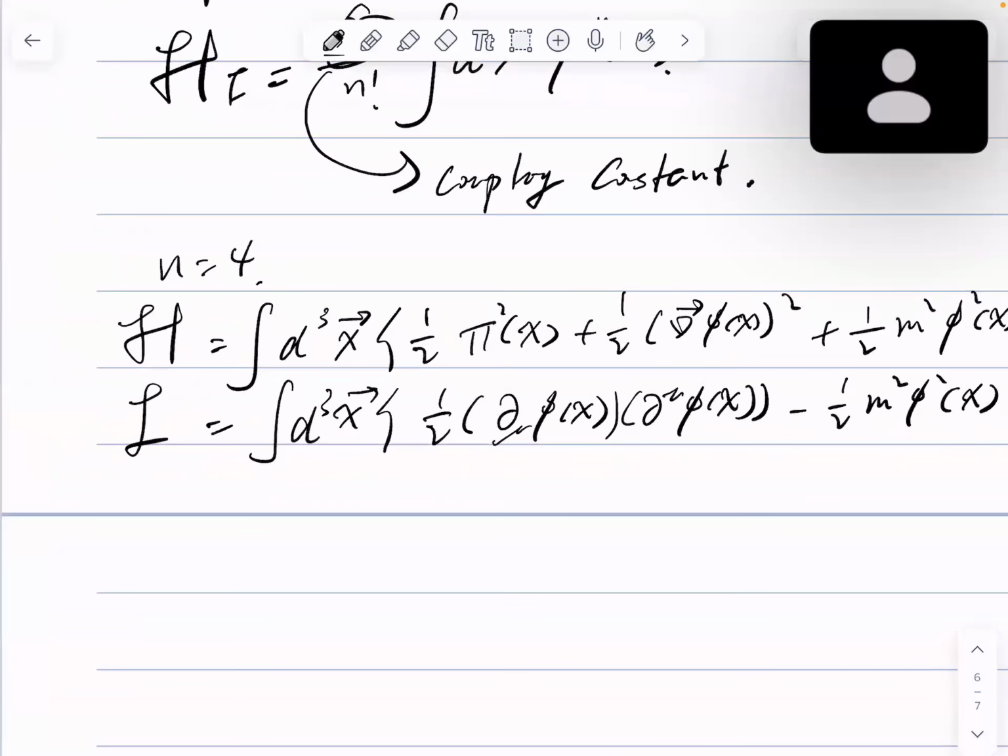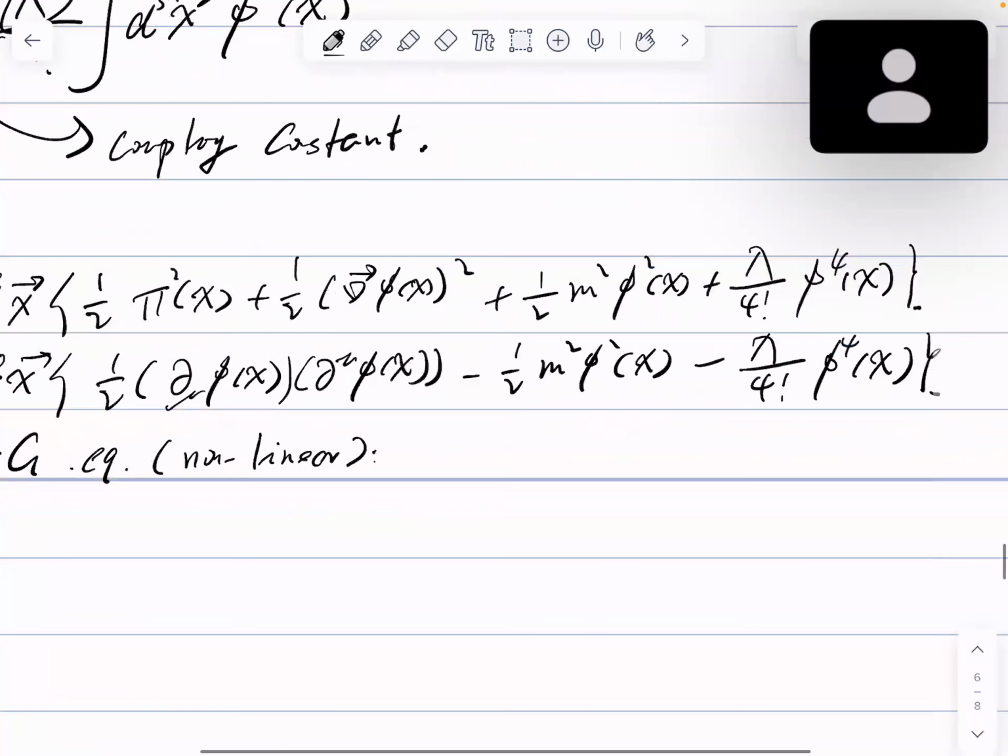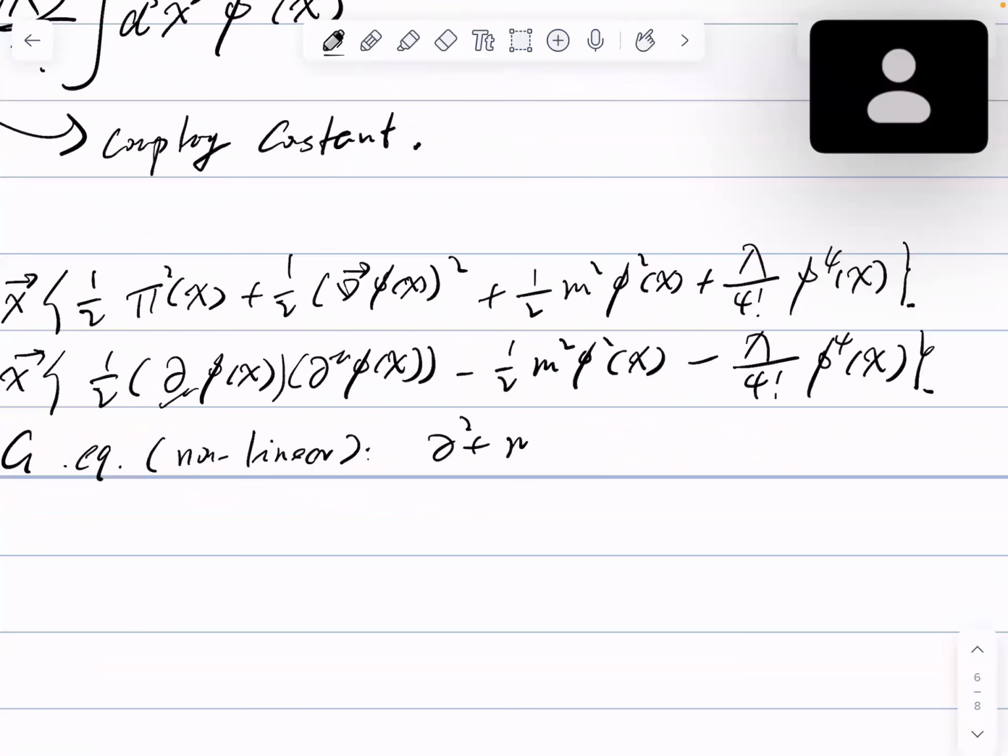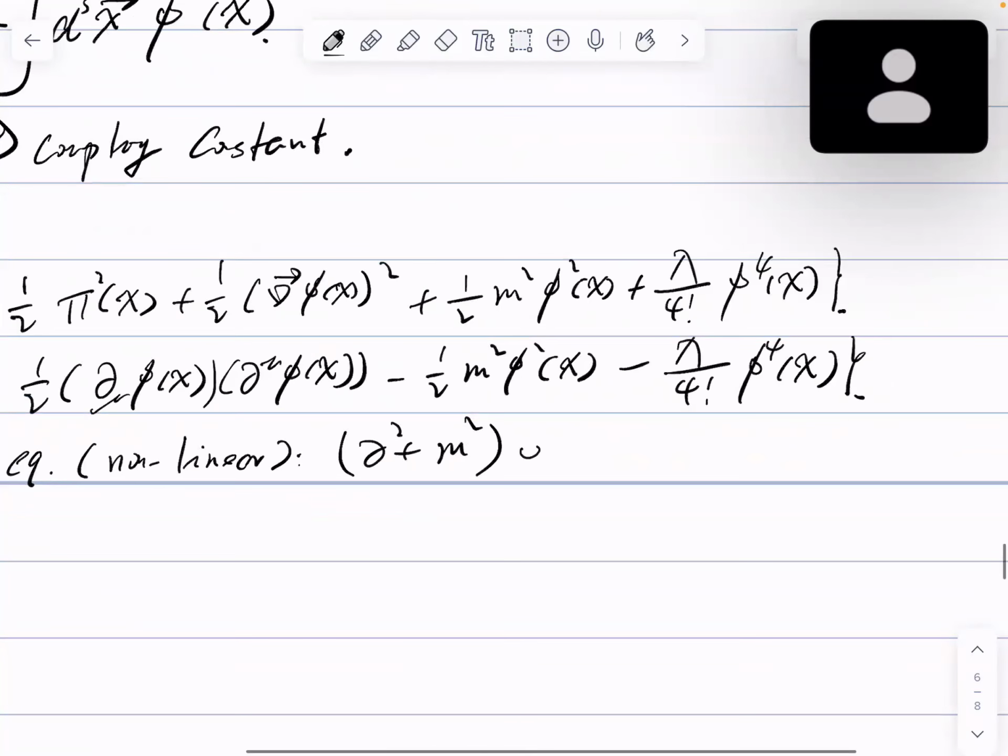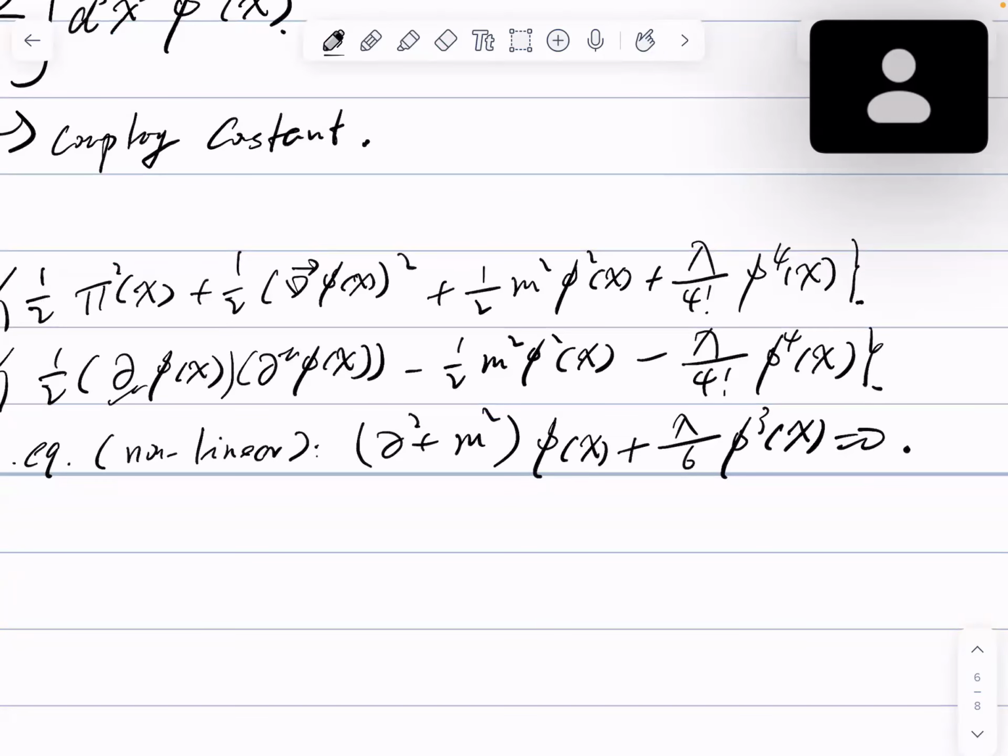And correspondingly, we obtain the non-linear, or inhomogeneous, KG equation, which is non-linear: (□ + m squared) φ(x) plus lambda over 6 φ cubed equals 0. It's the inhomogeneous Klein-Gordon equation.